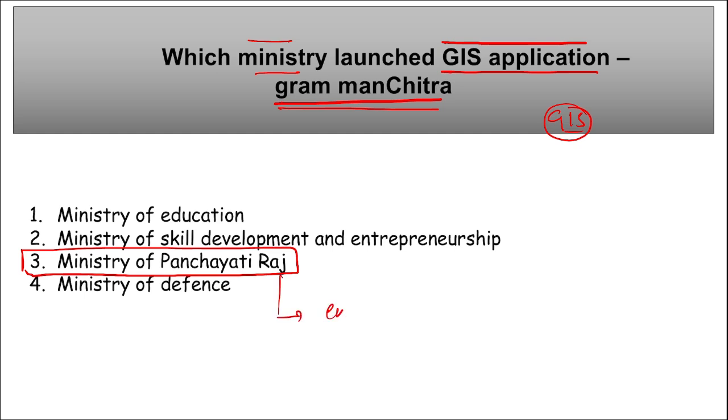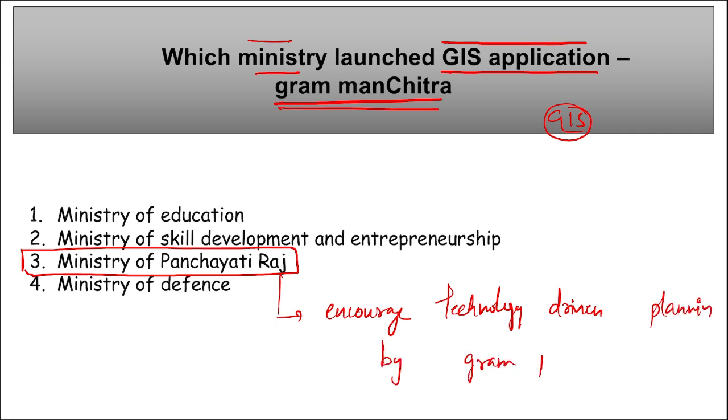I repeat, it is to encourage technology driven planning by Gram Panchayat. So this is your Gram Manchitra, the GIS application launched by the Ministry of Panchayati Raj. This particular application will serve as a support system for the formulation of the Gram Panchayat development plan. Also remember, Gram Panchayat is responsible for the overall development of the village. They play a key role in providing basic services like drinking water and sanitation.